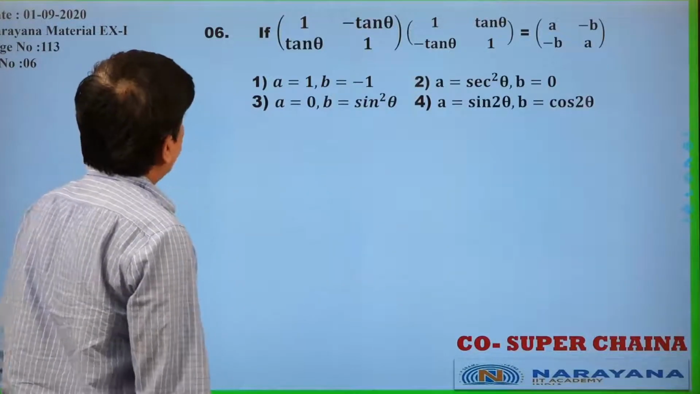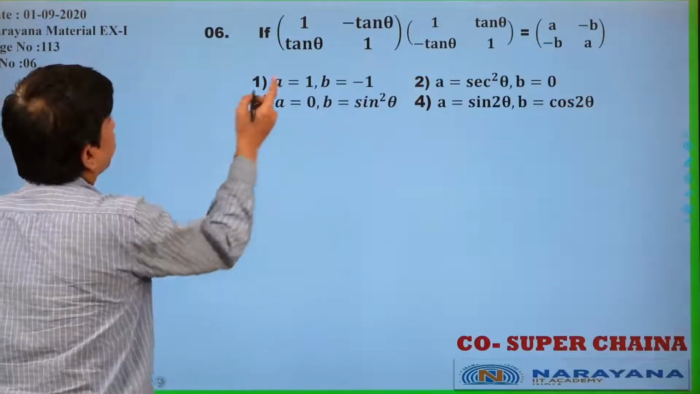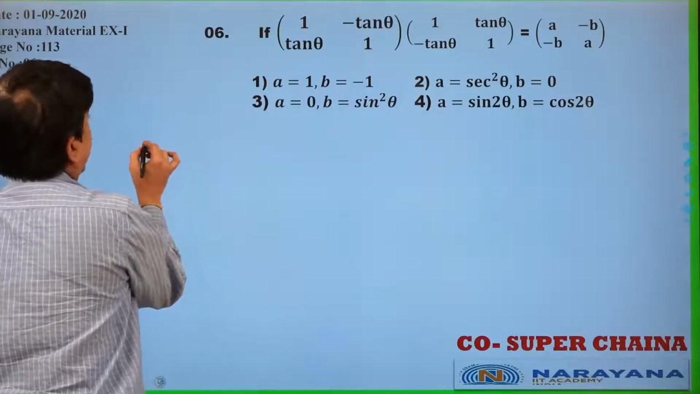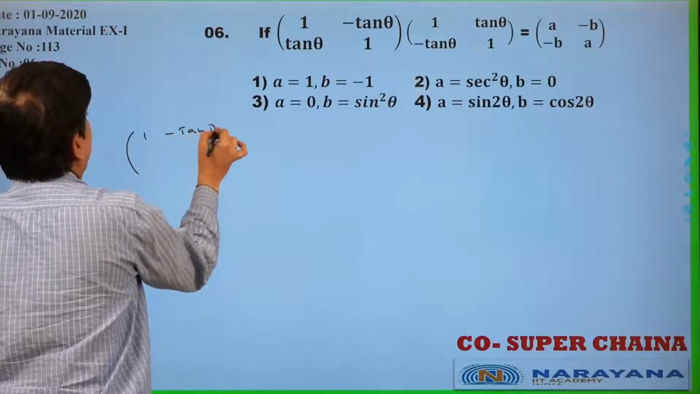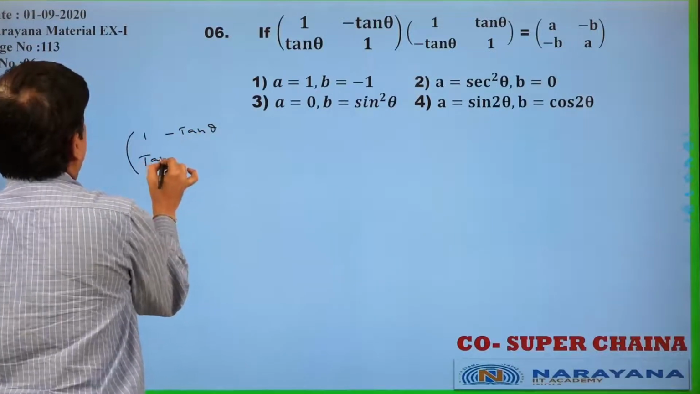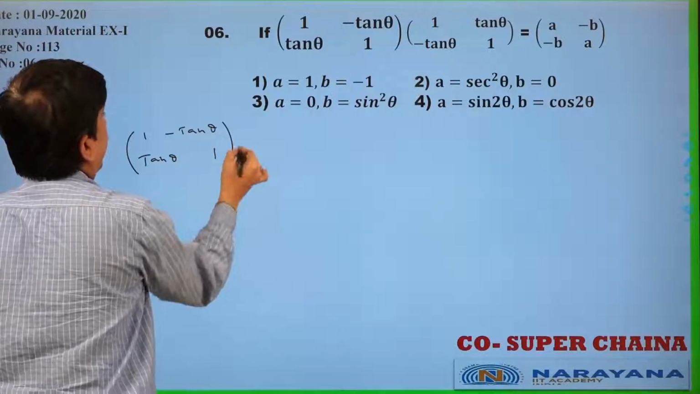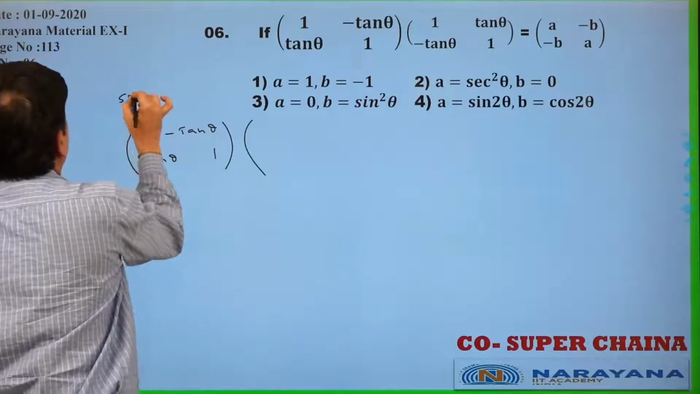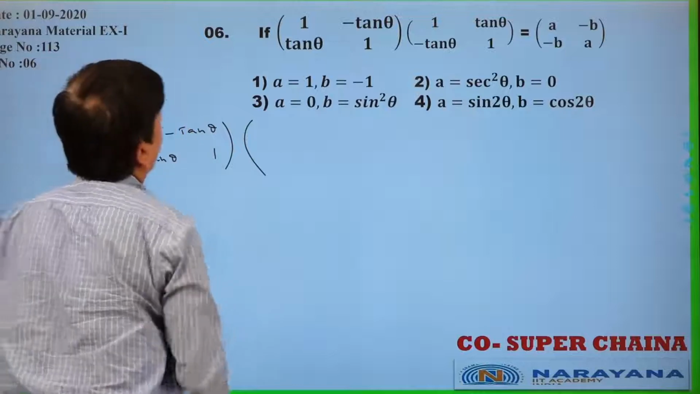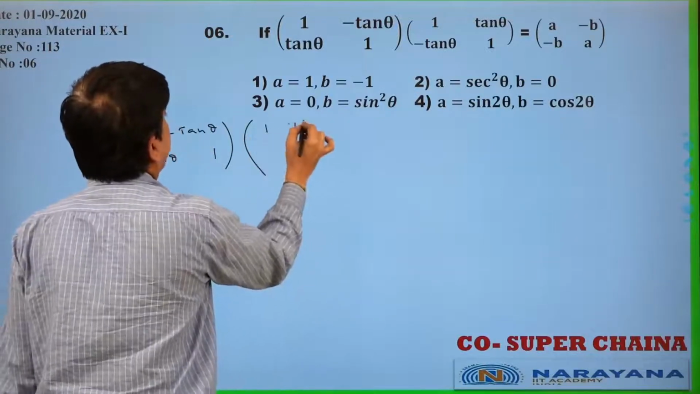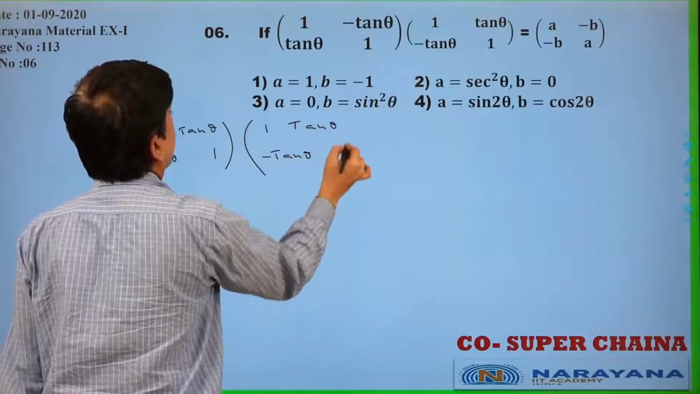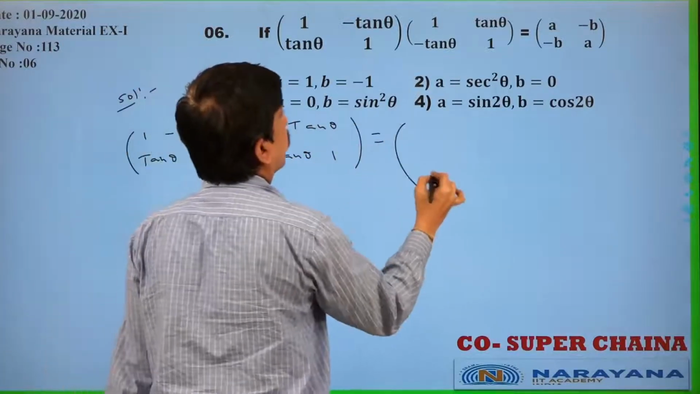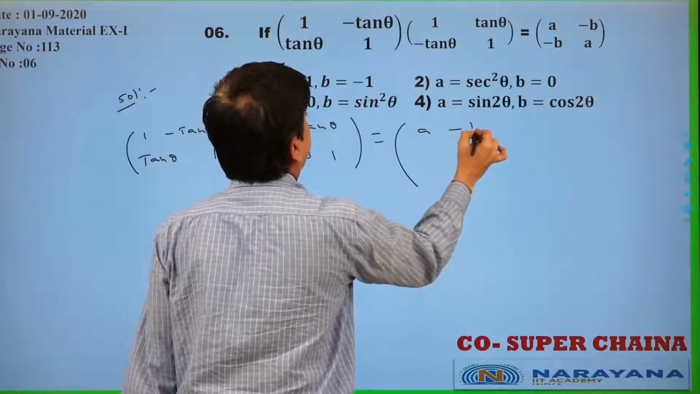Now the matrix [1, -tan theta; tan theta, 1], multiplied by [1, tan theta; -tan theta, 1]. Is it clear? That is equal to A minus B.